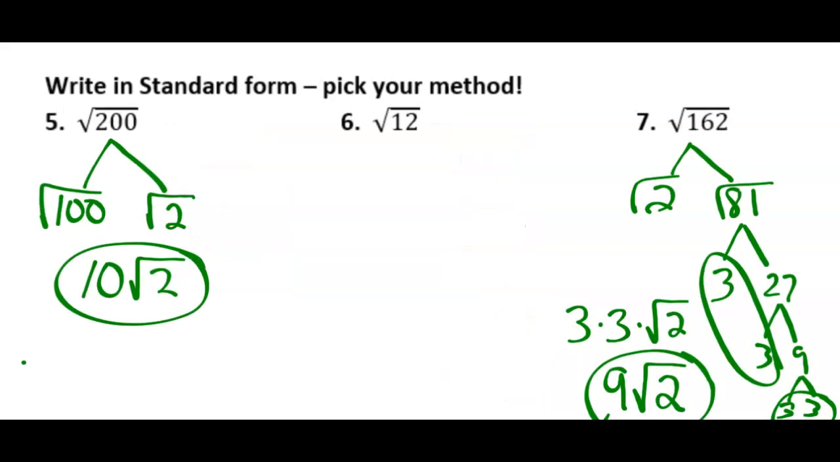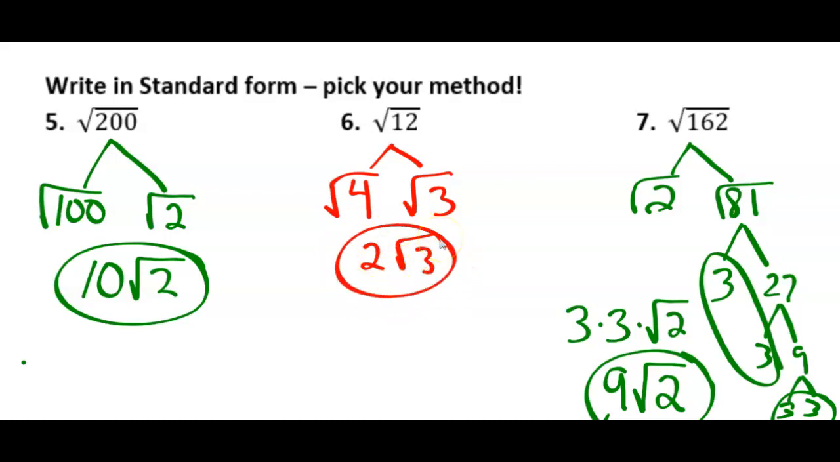Okay, the square root of 12. Let's use the perfect square method. What's the largest perfect square that I can divide this by? Well, can I divide it by the square root of 1? Sure. What about the square root of 4? Sure, I can divide 12 by 4. The square root of 4 times the square root of 3. Great. What's the square root of 4 equal to? 2 times the square root of 3.